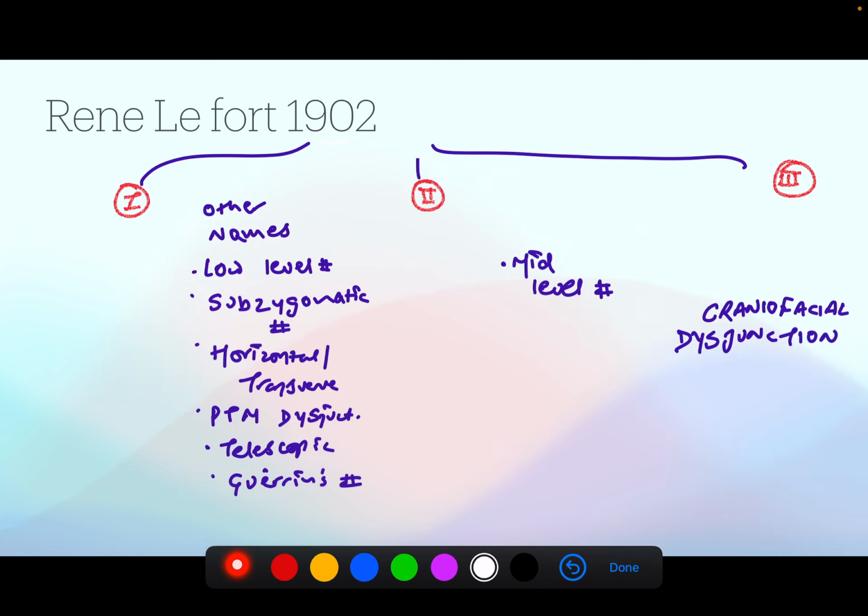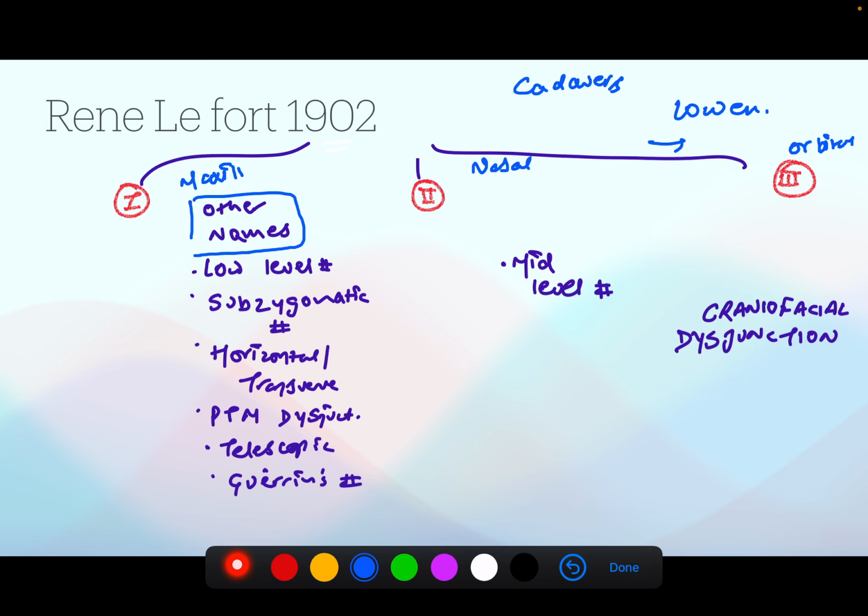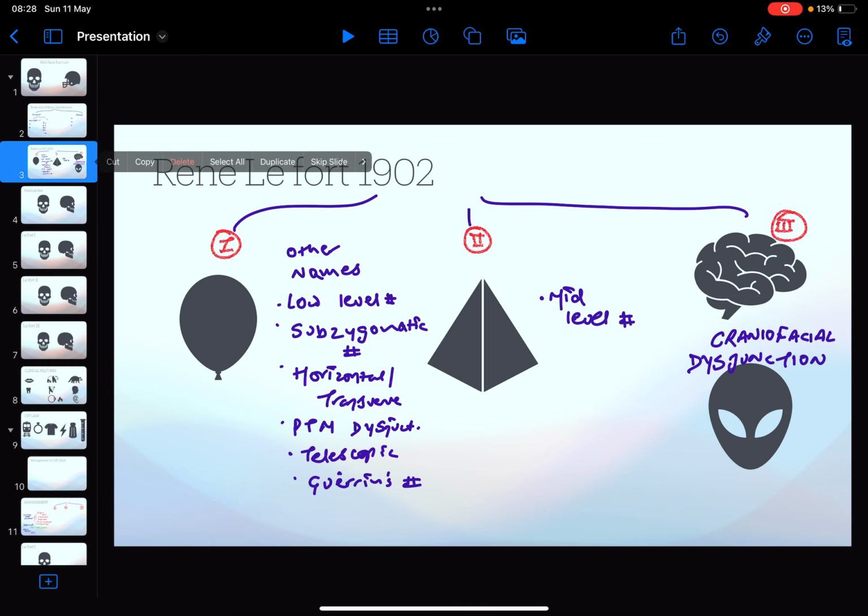René Le Fort in 1902 carried out a study on cadavers where low energy force was applied and it was unidirectional. For the Le Fort 1, the force is at the level of the maxillary teeth. For the Le Fort 2, it is at the nasal level, and Le Fort 3, the orbital level. So other names for Le Fort 1 are low level fracture. Le Fort 2 will be middle level.